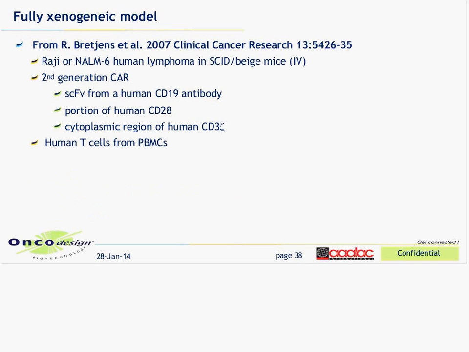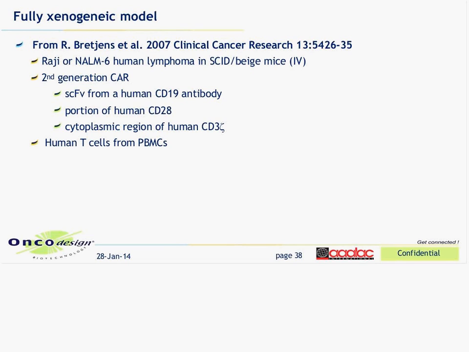So the second case is a fully xenogenic model, so immunodeprived mice injected with human lymphoma. And in this case, the author has again used second generation CAR T cells, where the scFv is coding for CD19. Again, the co-stimulatory activating motif is from CD28, and the cytoplasmic region of the human CD3 zeta chain.